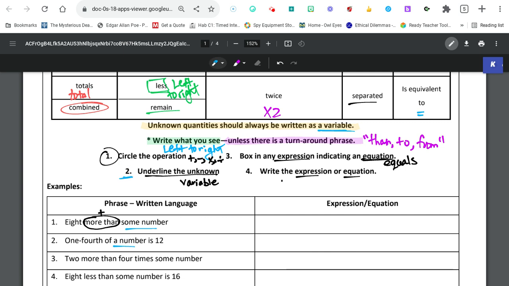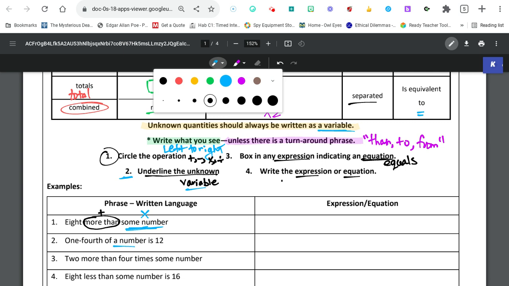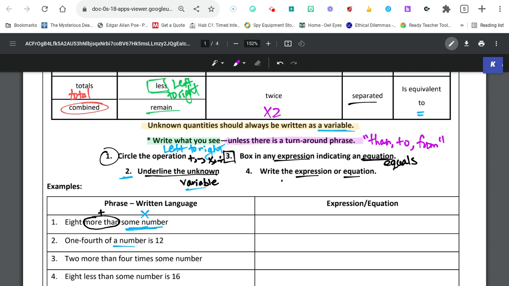And then 2, it says underline the unknown. Well, I don't know this. We represent it with a variable. I'm going to call it x. 3 says box in any expression that means equal. Well, there's nothing in here that means equal, so I don't worry about boxing anything in. Before I go to 4, it says, write what you see unless there's a turnaround phrase. Than, to, or from. Oh, there's than. Okay, I see a turnaround phrase right there.